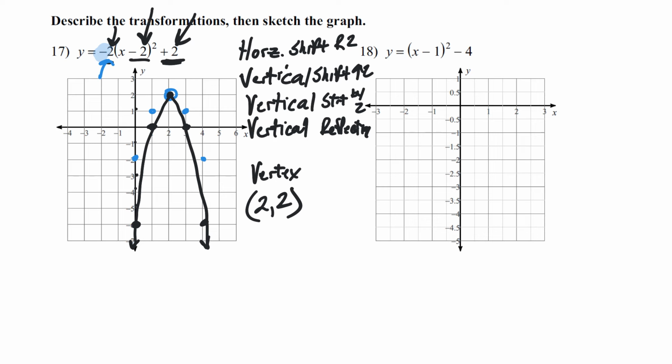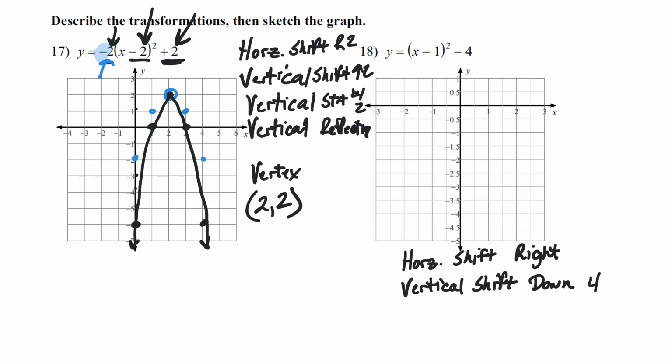17 was a lot harder than 18, so let's just look at 18. It only has 2 transformations. One of them is inside of a parentheses, which makes it horizontal. One of them is outside, which makes it vertical. And they are both plus or minus signs, so they're both shifts. The vertical shift does what it's supposed to, so it's going to vertically shift down 4 units. The horizontal always does the inverse, so minus 1 seems like it should be left, but it's in fact right 1.